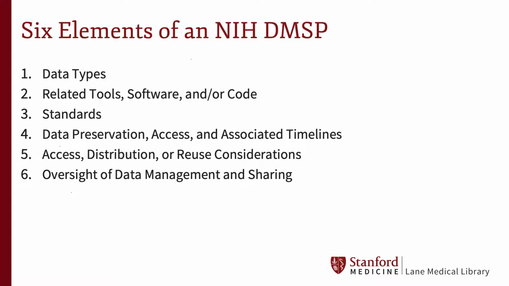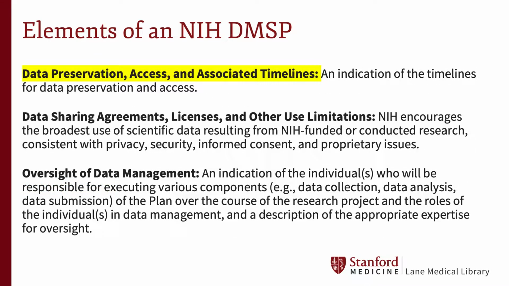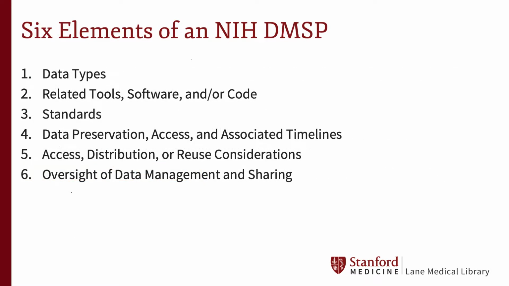NIH recommends the following 6 elements be included in a data management and sharing plan. Please note that each of these will be covered in additional detail in another video. Data types, related software and code, data standards, data preservation, access, and associated timelines, access, distribution, and reuse considerations, and oversight of data management and sharing. Individual institutes, centers, and calls for proposals may have specific requirements for how to address each of these, such as the use of specific data standards or data repositories.